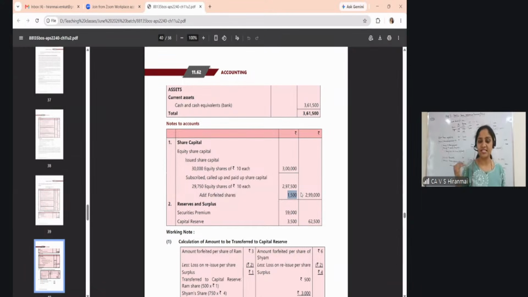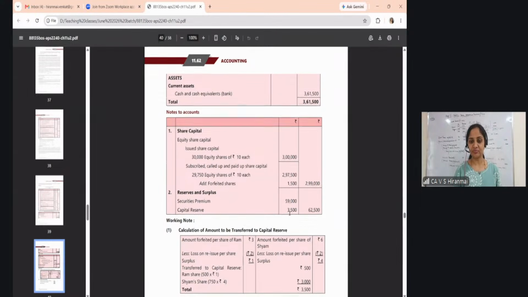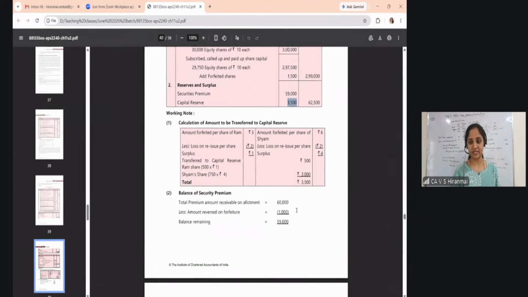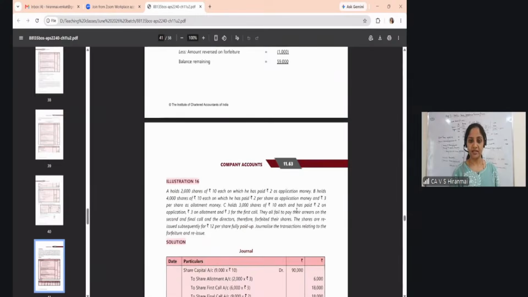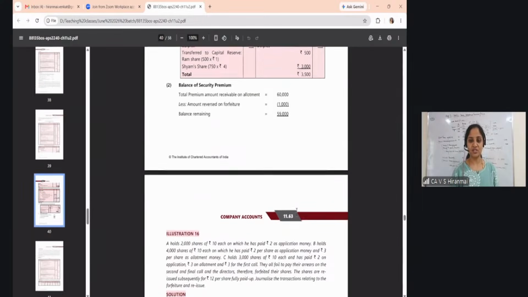So the format says in the share capital, shares forfeited will be added with the same. So now 2,99,000 is there with me. And then securities premium 59,000 from all the entries together you are going to write. Capital reserve, from the last entry, you are going to write this particular value. Clear? Yes.